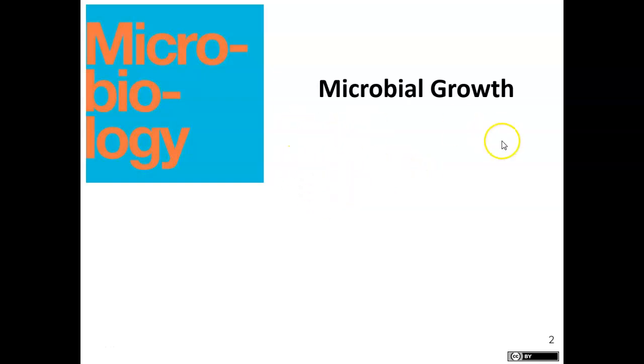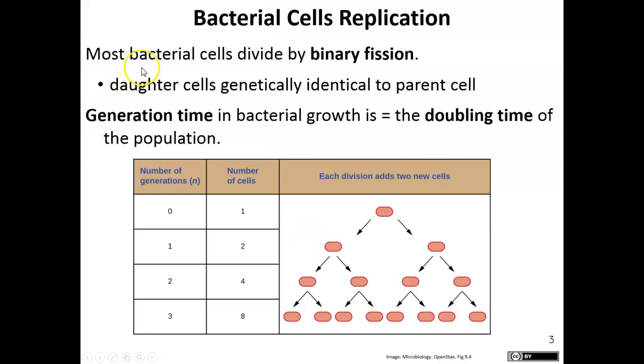We're into microbial growth. So we're going to be talking in this chapter about how we grow microbes and how we study microbial growth. When we talk about microbial growth, microorganisms or bacteria grow and replicate via a process known as binary fission, in which one cell divides, producing two identical copies of the original parent cell. Each of those cells is known as a daughter cell, and they are genetically identical.